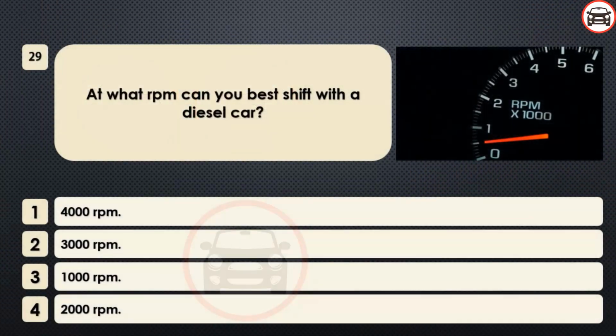At what RPM can you best shift with a diesel car? 1. 4,000 RPMs. 2. 3,000 RPMs. 3. 1,000 RPMs. 4. 2,000 RPMs.